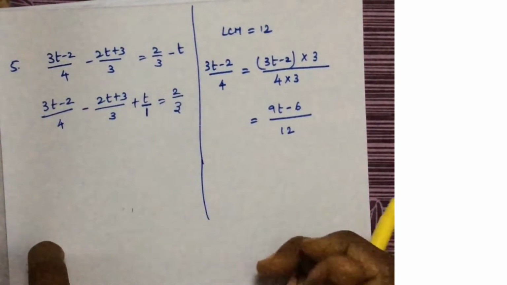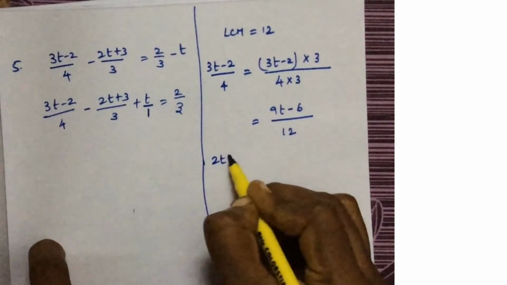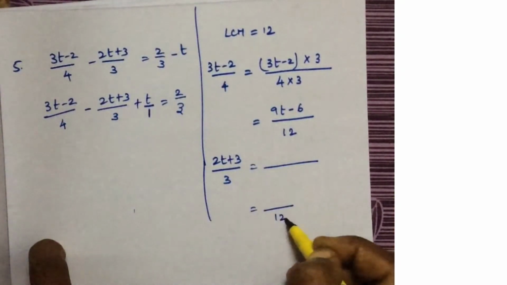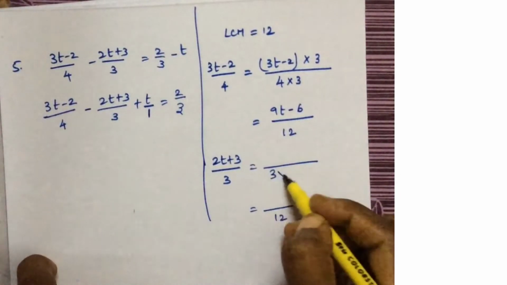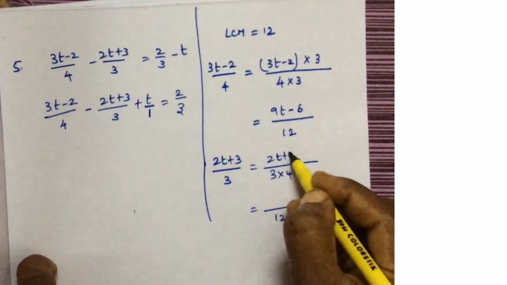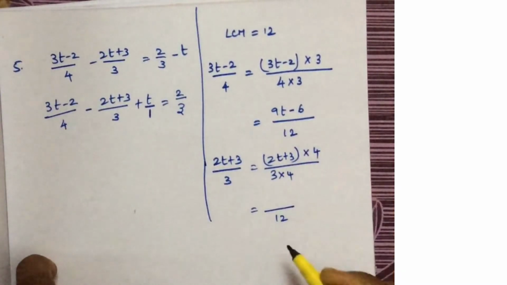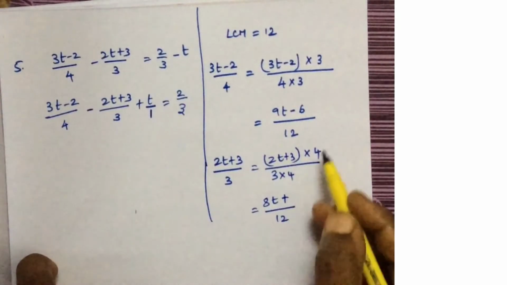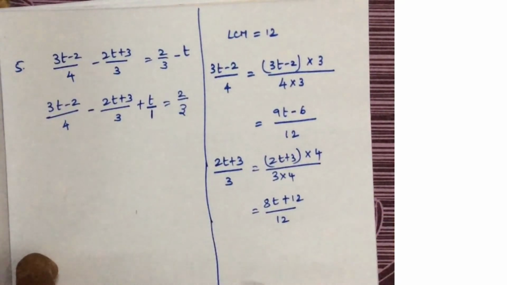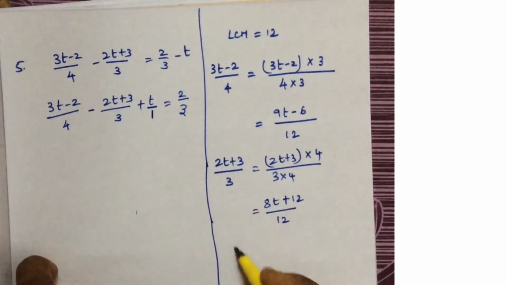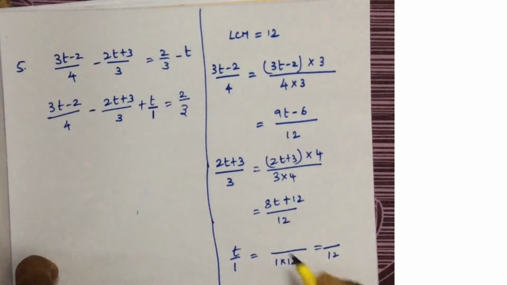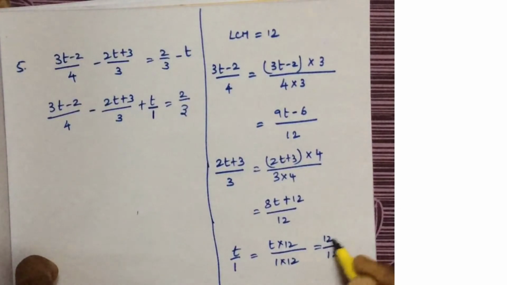Okay. What's the next term? It is (2t plus 3)/3. That is equal to, I should get 12 here, which means I should multiply by 4. 2t plus 3 multiplied by 4. 4 multiplied by 2t is 8t plus 4 multiplied by 3 is 12. And the last term is t/1. That is equal to, I should get 12 in the denominator. So, I should multiply by 12, which is 12t.